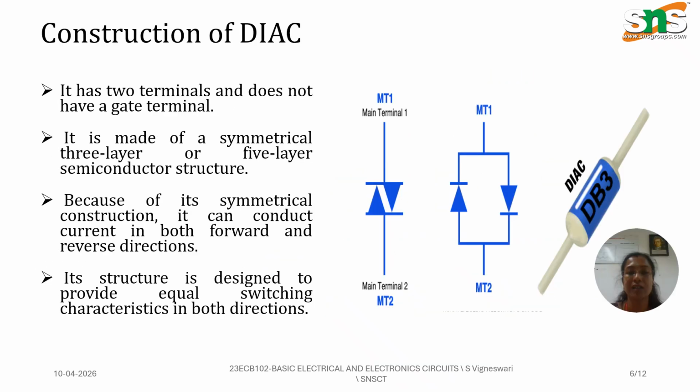Next we'll look into the construction of Diac. How is a Diac constructed? A Diac has only two terminals and does not have a gate terminal like some other devices, as we see for the SCR. It is made using semiconductor layers arranged in a symmetrical structure. The symmetry here is very important because it allows the device to operate equally in both directions. Due to this, Diac provides consistent performance during positive and negative cycles of an AC signal.